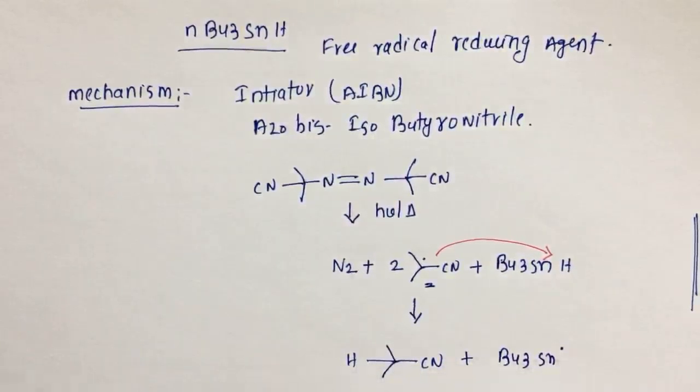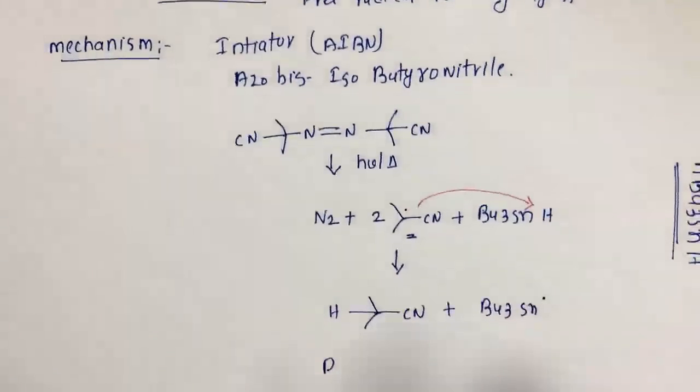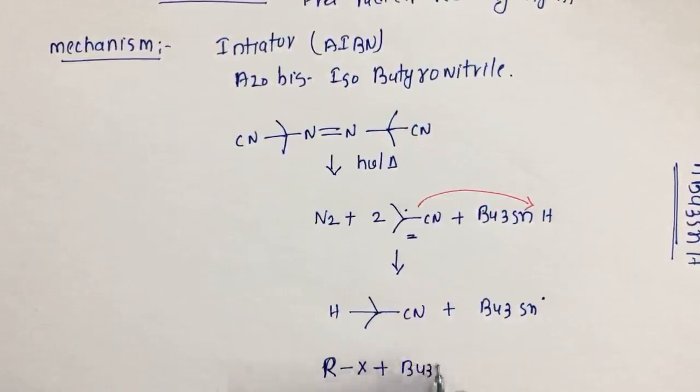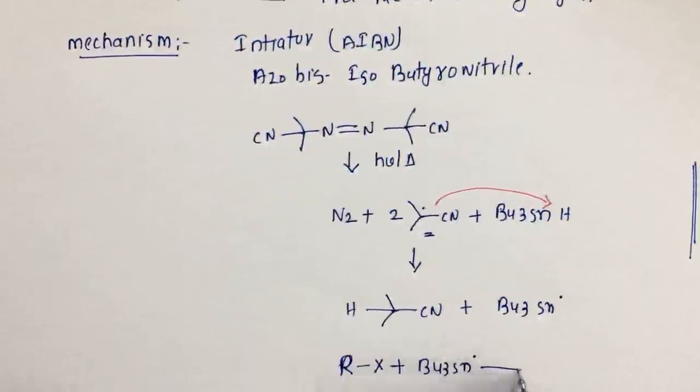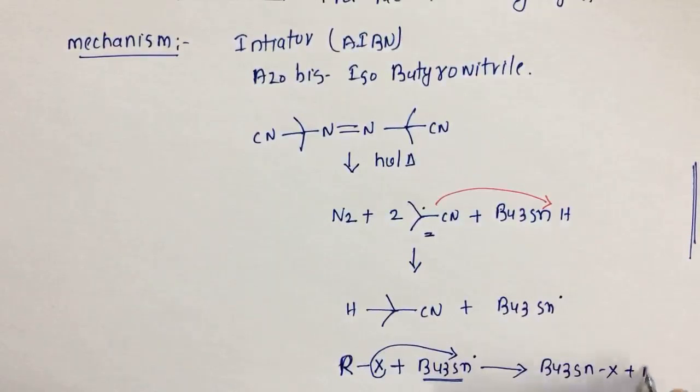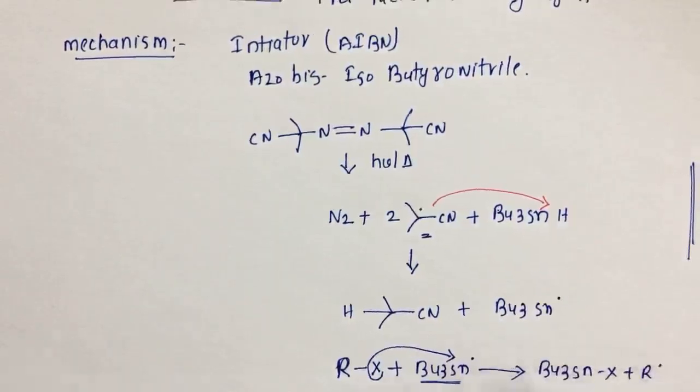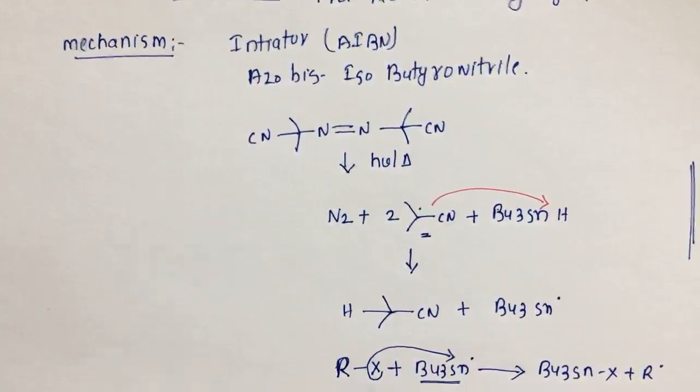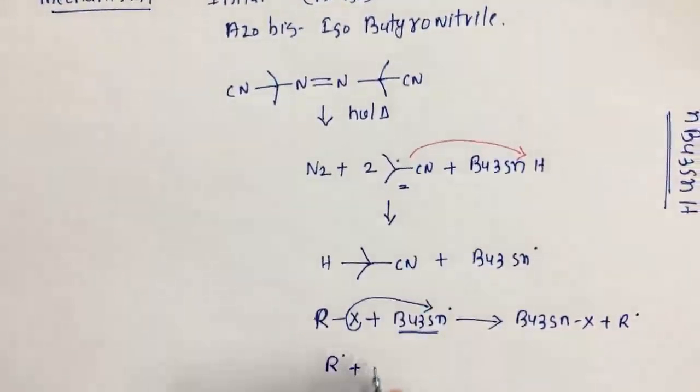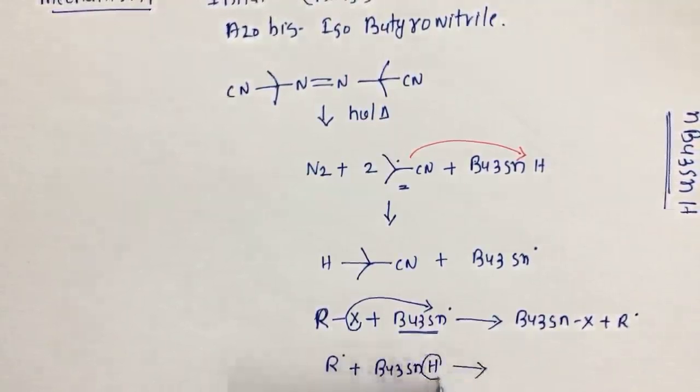Now this Bu3Sn radical reacts with alkyl halide. Here I am writing: we have alkyl halide plus Bu3Sn radical. Here the halogen will be abstracted by the Bu3Sn radical, and it leads to Bu3SnX plus alkyl radical. This alkyl radical further reacts with Bu3SnH, abstracts the hydrogen, and forms a hydrocarbon.